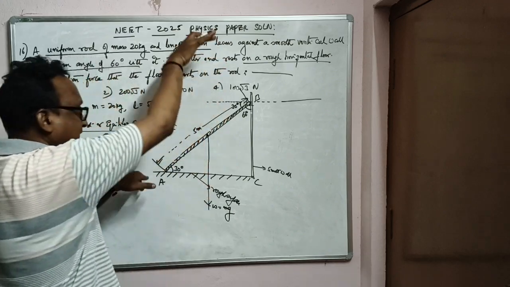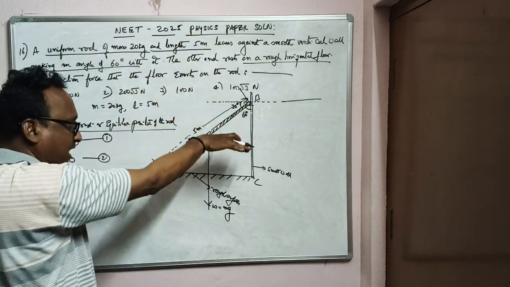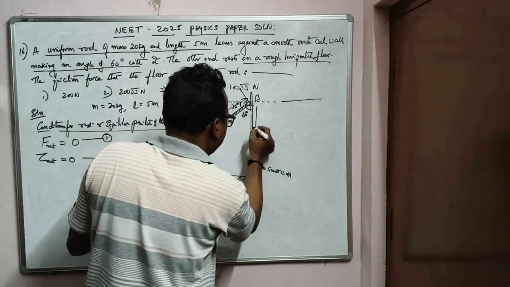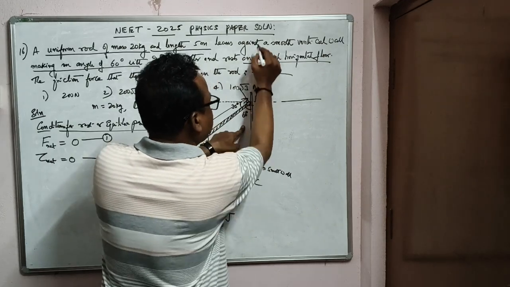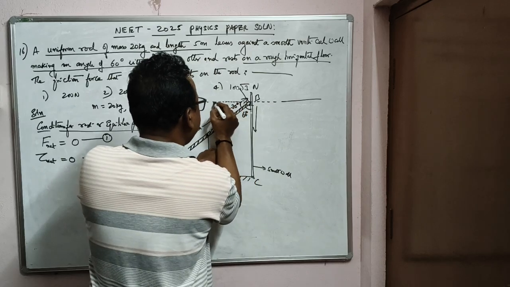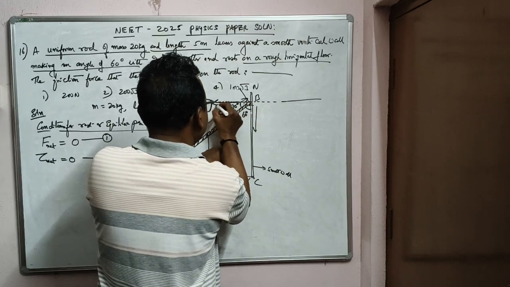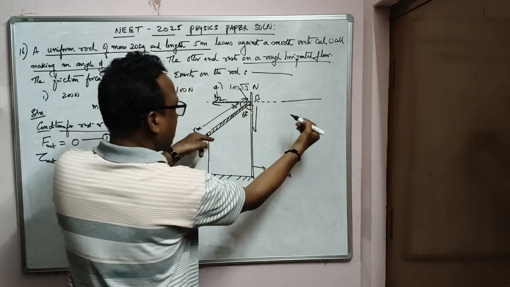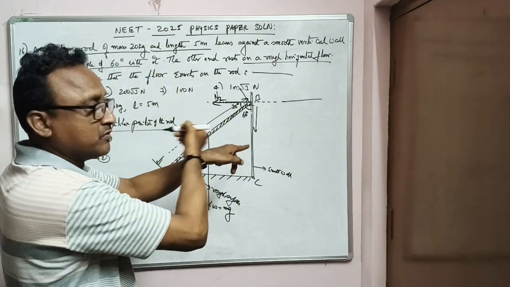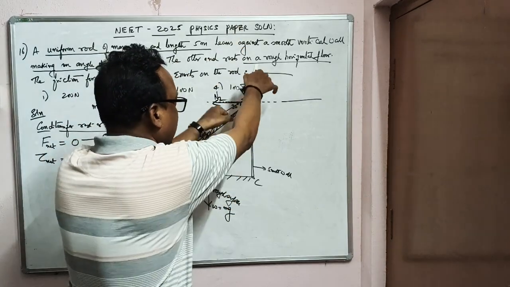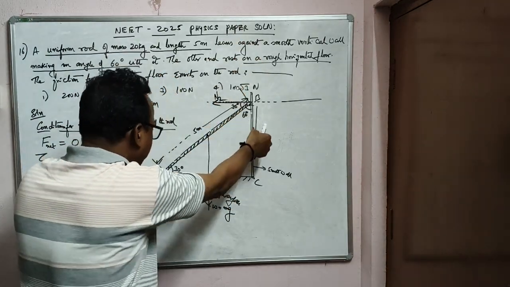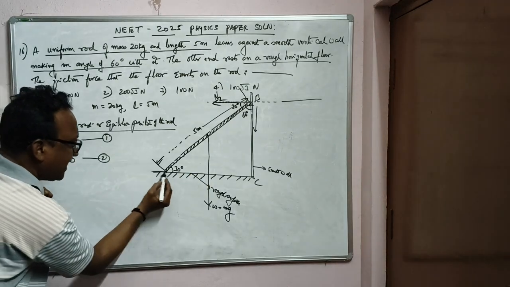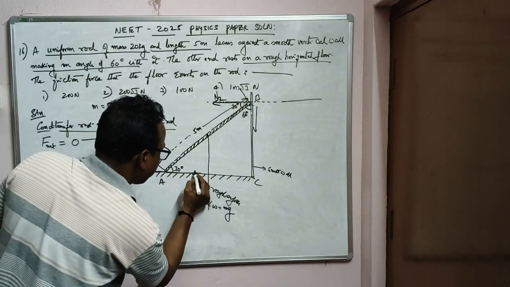Because the wall is smooth, the ladder will try to come down. It will come down, and because it's smooth, there is no friction on this side. So the normal force will be here. This is a normal force. I will take this one as N2, the normal force on the wall. Smooth surface, no friction. So the top will try to come down and the bottom will slide this side. Because it is trying to slide this side, the friction will be on this side.